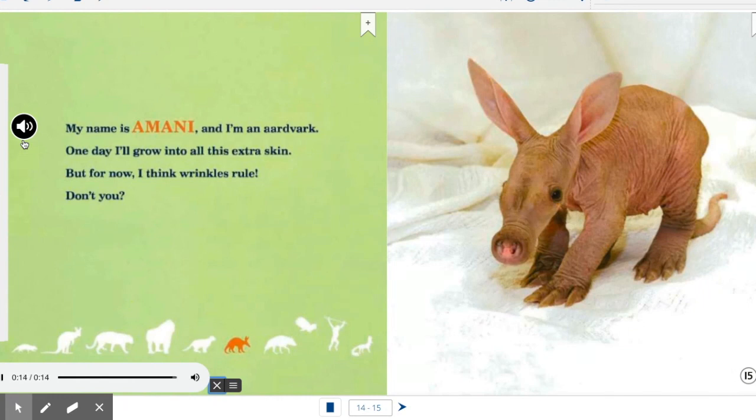Don't you? So, boys and girls, when we think of the word rule, we think about it being something that helps us behave. But in this story, this page is telling us that wrinkles rule. That means that wrinkles are really good. So right now, Amani the aardvark is enjoying the fact that it has wrinkles.